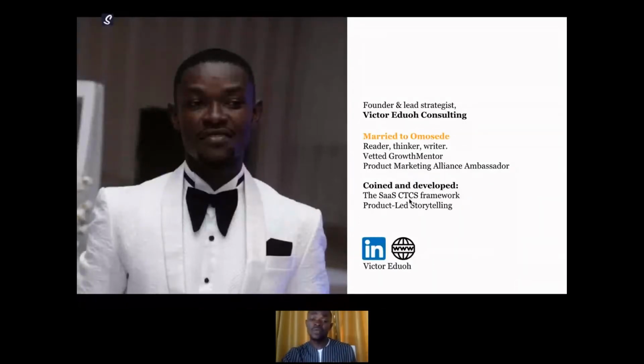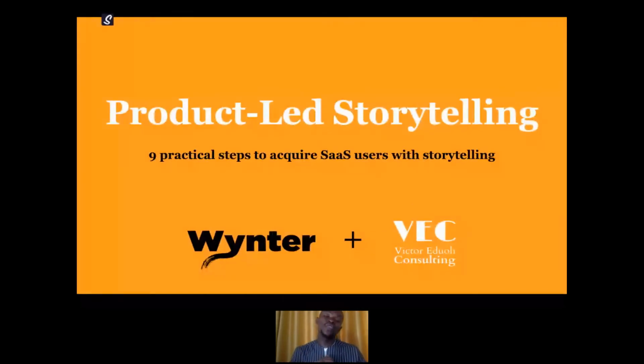Then I developed the frameworks I'm going to teach you today. I'm going to be talking about the SaaS content strategy framework, which we use to build authority for clients, and then product-led storytelling, which we use to execute that authority that we've built. And today I'm going to be showing you 9 practical steps to acquire SaaS users with storytelling. So we call it product-led storytelling.